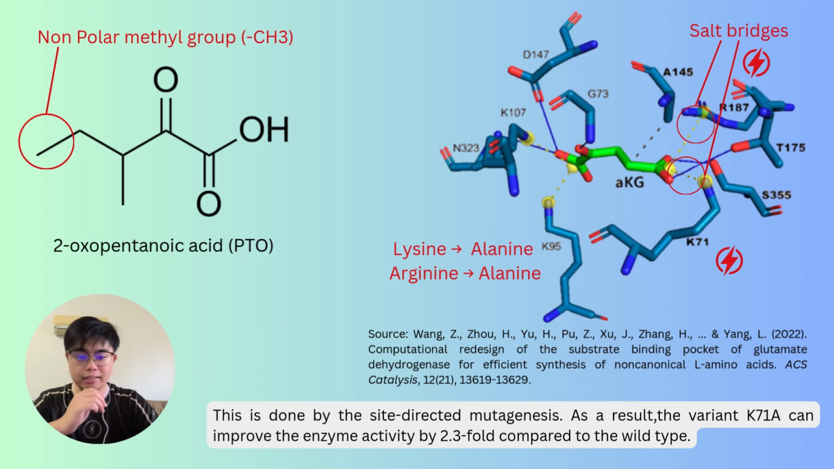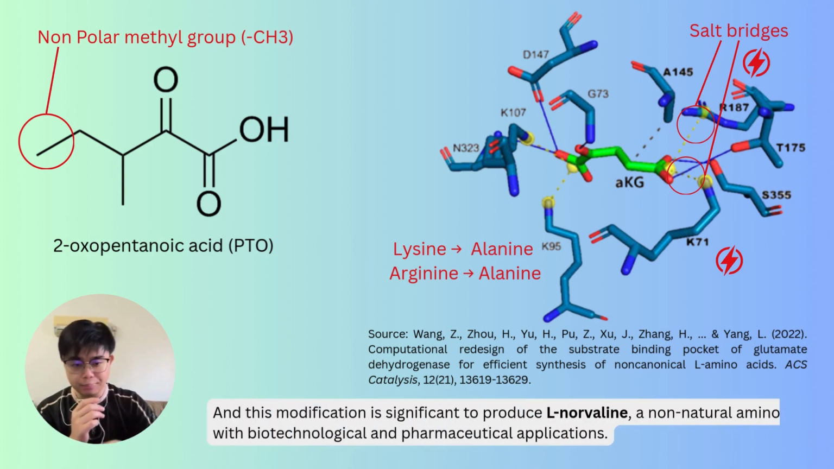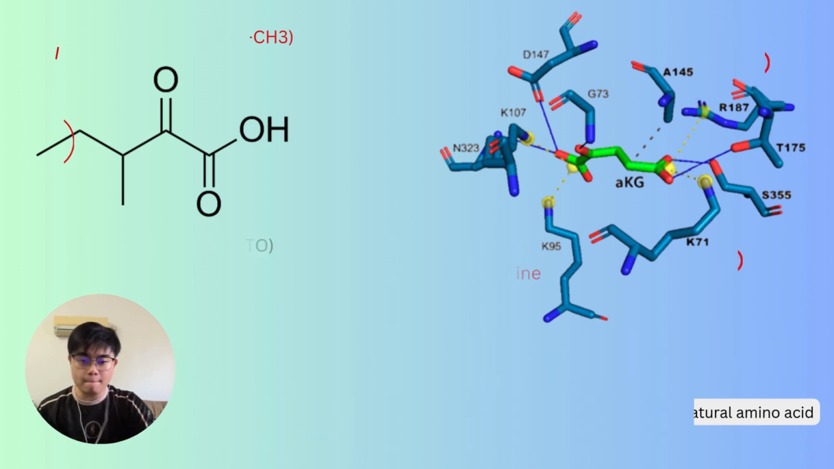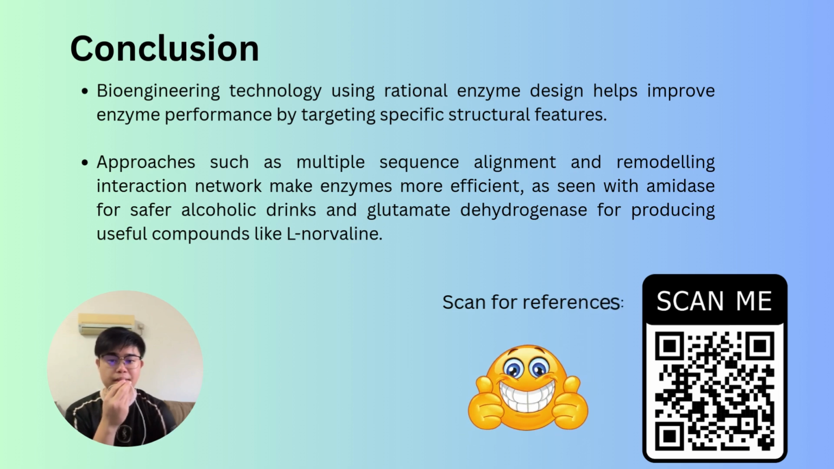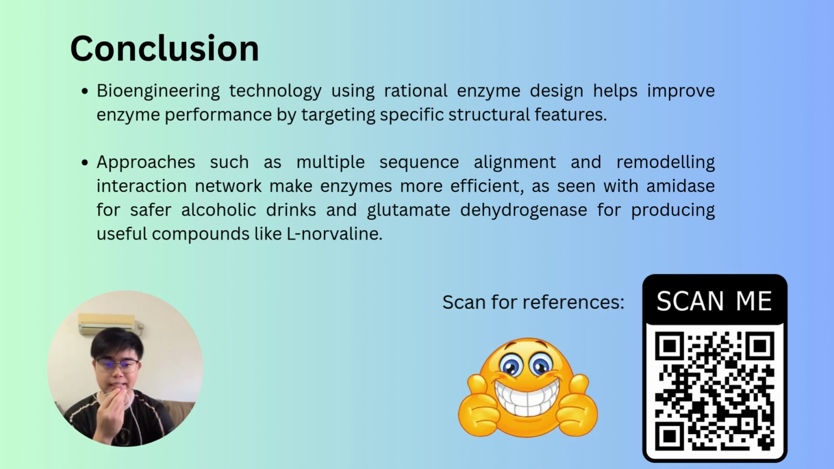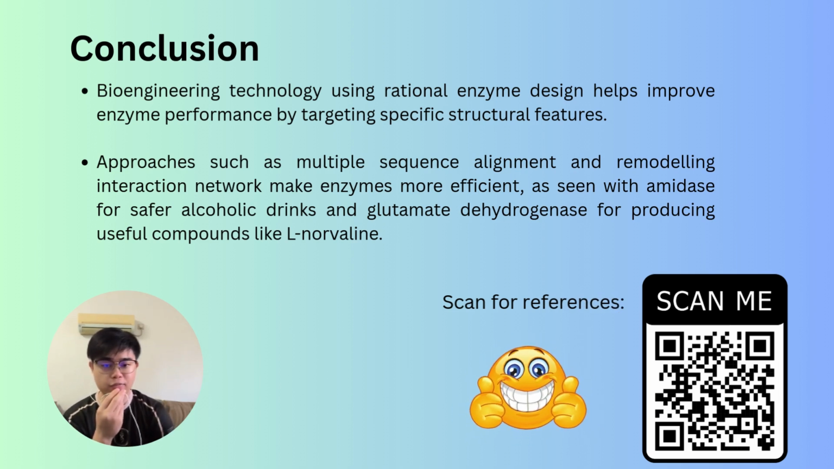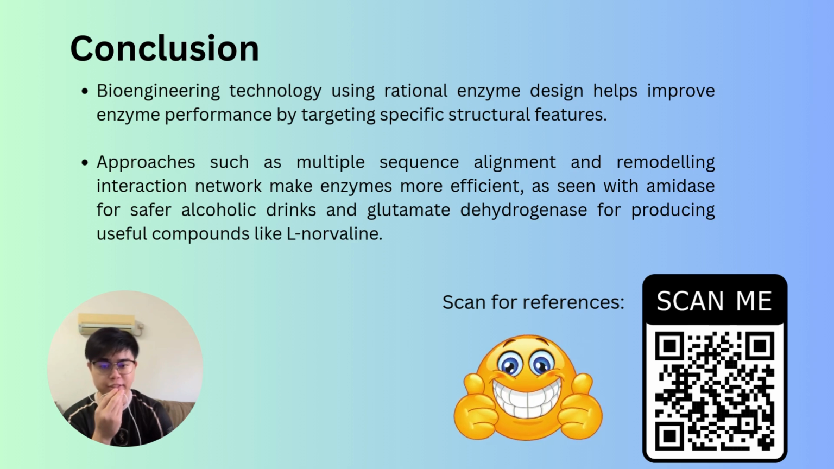As a result, the variant with lysine converted to alanine at position 71 improved the enzyme activity by 2.3-fold compared to the wild type. And this modification is significant to produce L-norvaline, a non-natural amino acid with biotechnological and pharmaceutical applications. In conclusion, bioengineering technology using rational enzyme design helps improve enzyme performance by targeting specific structural features.